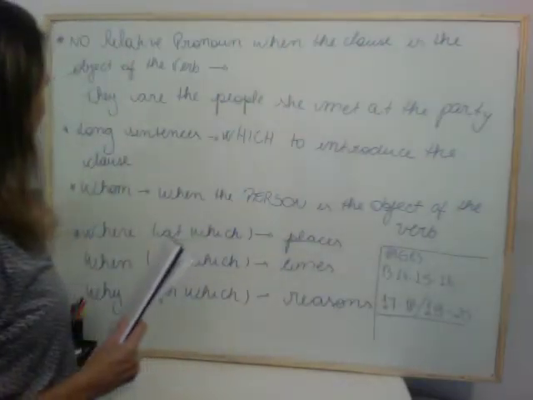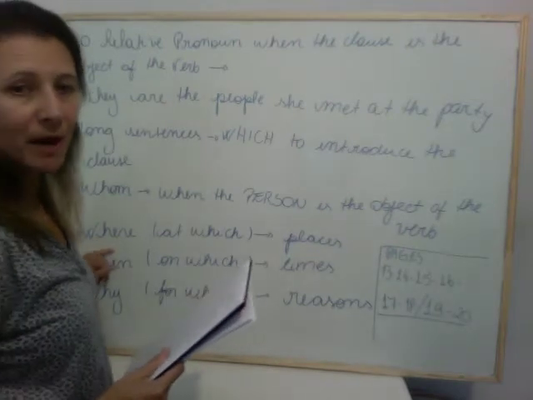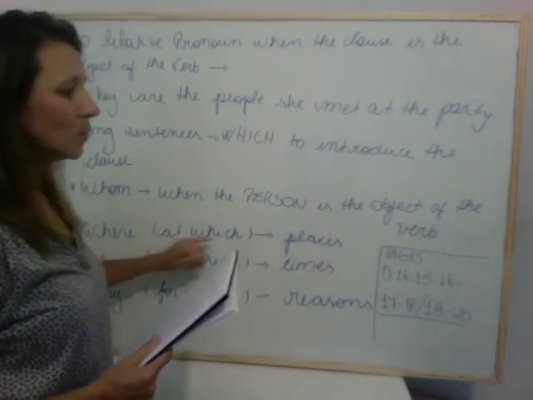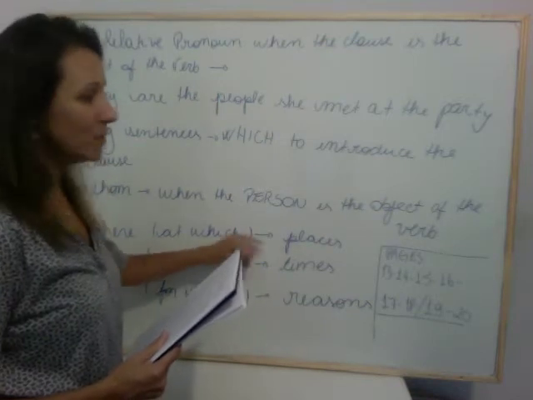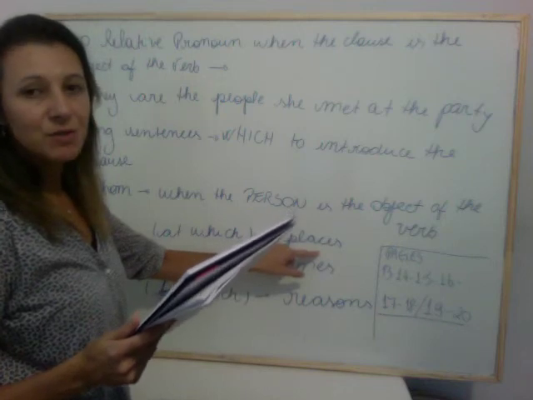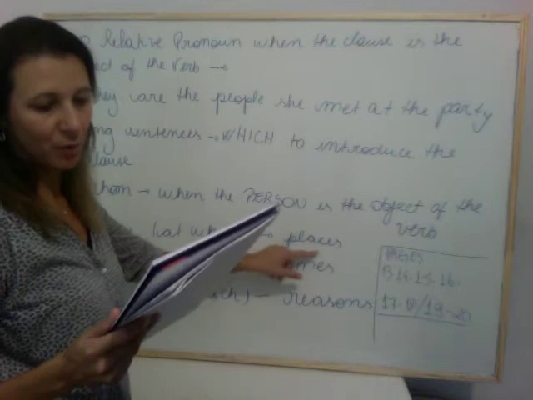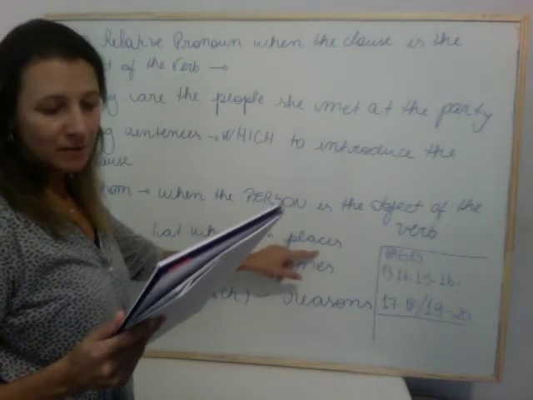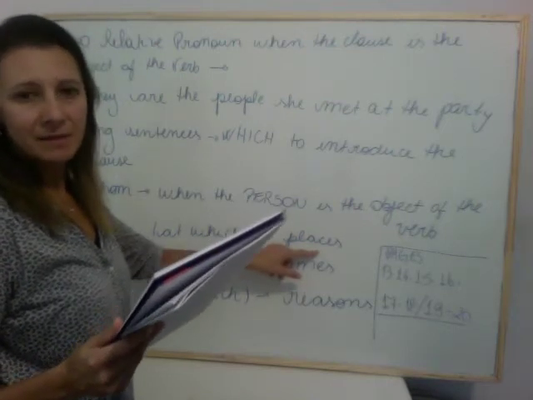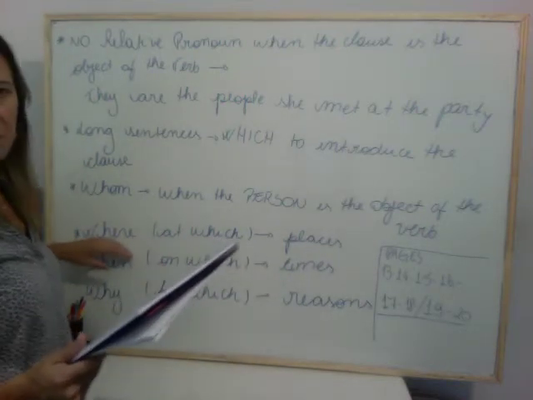When we use these expressions, where, okay, is the informal part where I'm going to use at which, okay? And I'm talking about places. For example, I'm going to read the sentence for you. It's there, you have the sentence, no problems. I know a restaurant where the food is excellent.